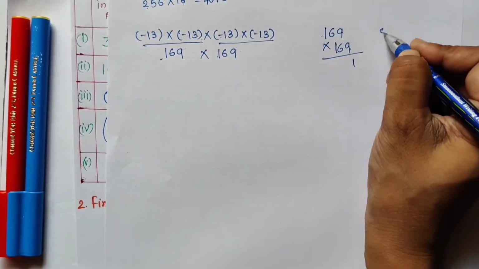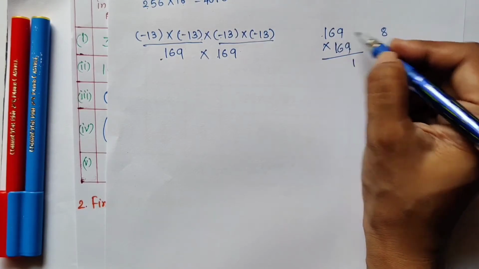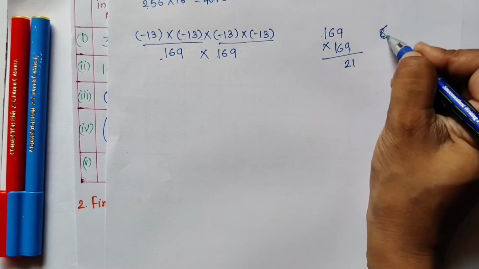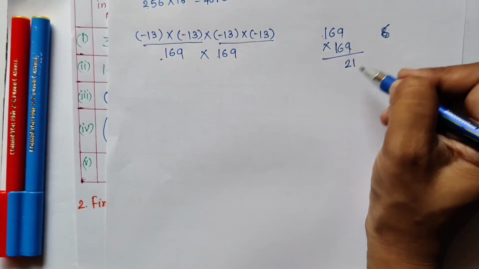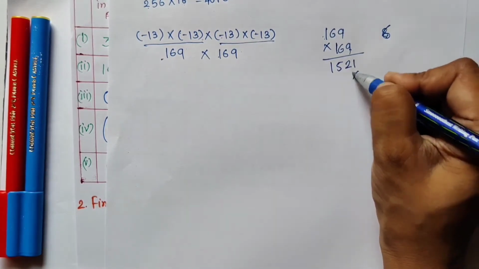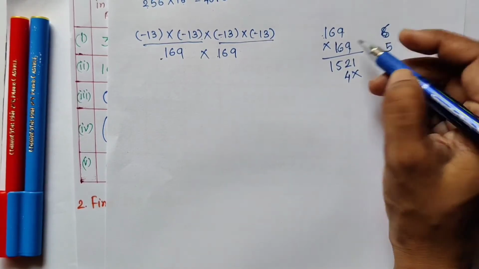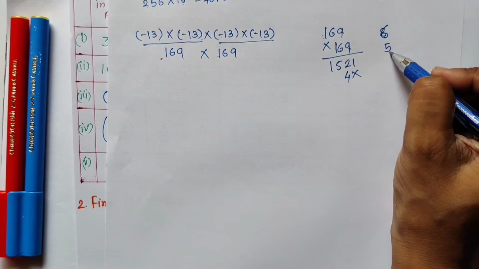9 9s are 81. 8 carrying. 9 6s are 54. 54 plus 8 is 62. 6 carrying. 9 1s are 9 plus 6 is 15. Correct. Then multiply by 6. 6 9s are 54. 5 carrying. 6 6s are 36. 36 plus 5.